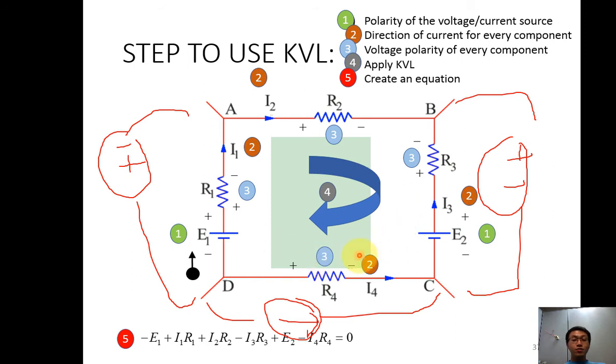Then I go back again. This is negative first. Sorry, I come here and I found that this is positive E2. So plus E2. Then I go back to become minus first, minus I4 R4. Okay, so this is how we apply the KVL. Please follow this step, or else you will get confused.